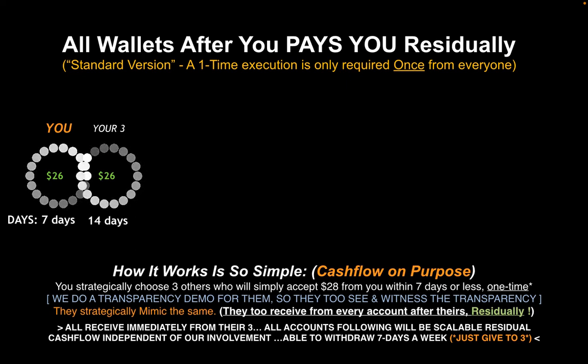Now, as you're receiving your 26, guess what? More money was coming to Lee, okay? So when your 3 do the exact same thing, they're gonna receive, but guess what? You're receiving increasing residual income, raising you up to $38, and all money's in between. What else did you do? Nothing. This was happening independent of your involvement.